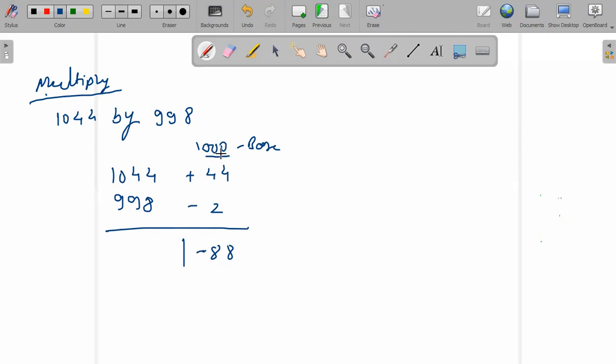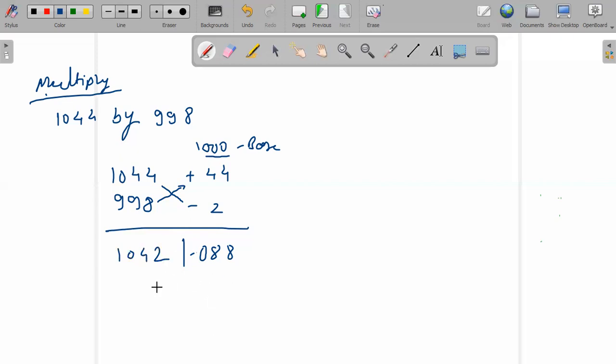Because how many zeros are there in the base? There are three zeros. That's why I have to write down minus 088. And here, the minus 2. See, instead of adding these two, I can subtract 2 from this. So it will be easy, okay?